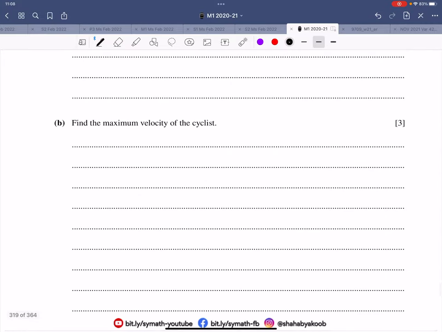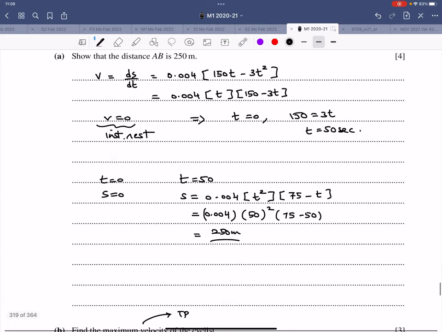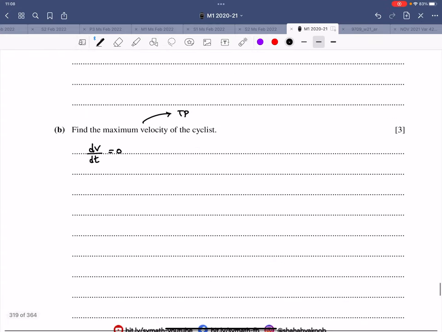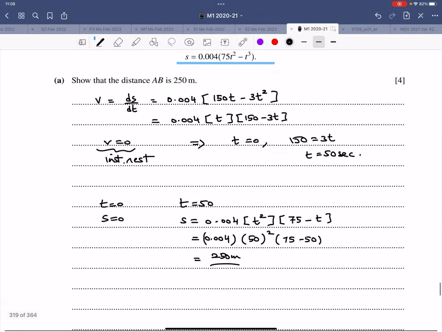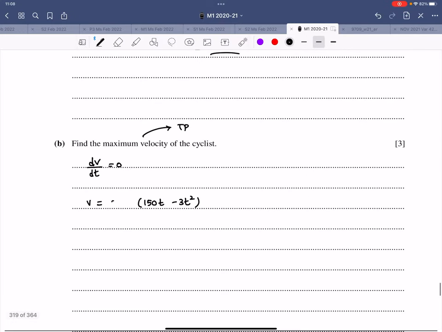Find the maximum velocity. For maximum of anything, derivative of velocity should equal to zero. This is the concept of turning point. What is the derivative of velocity? Velocity is 0.004 into 150t minus 3t squared. What is acceleration? That is dv by dt. Even if you don't use the term acceleration, it doesn't make a difference. 0.004, 150 minus 6t. And then what we do is that we find the value.